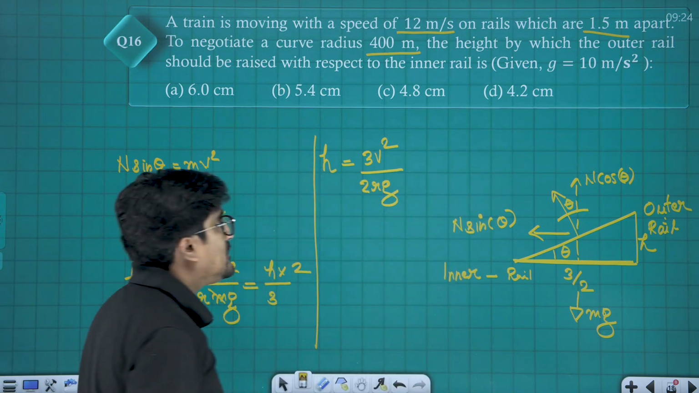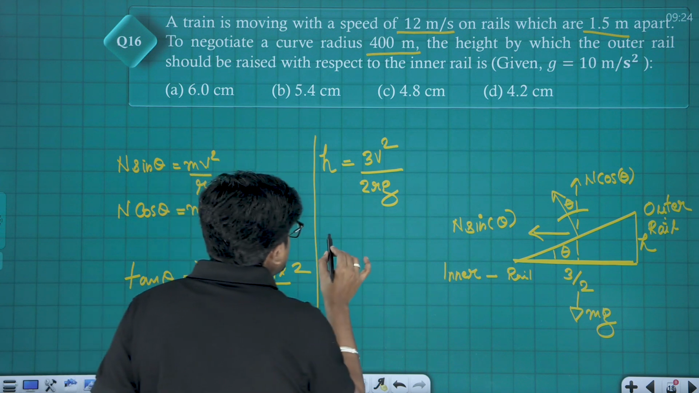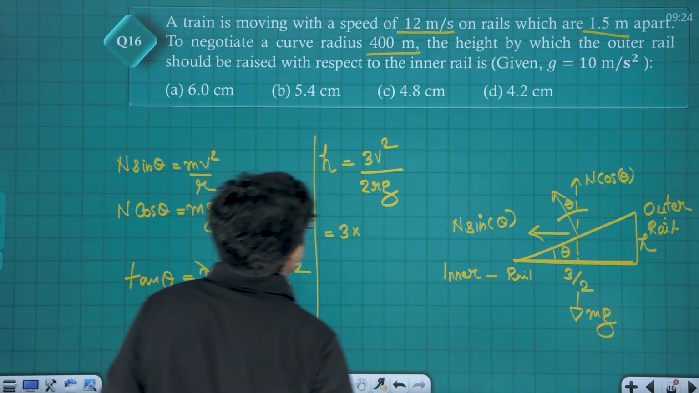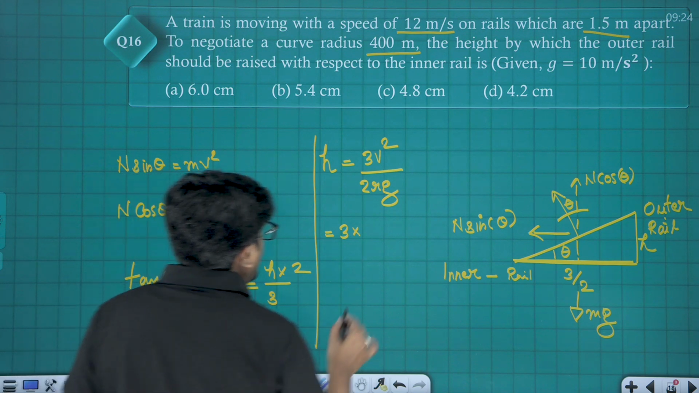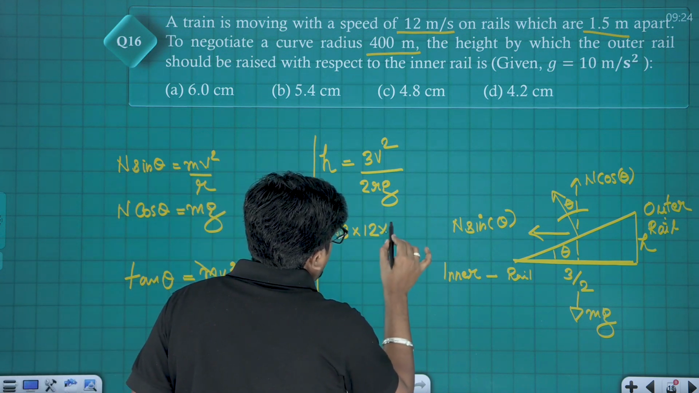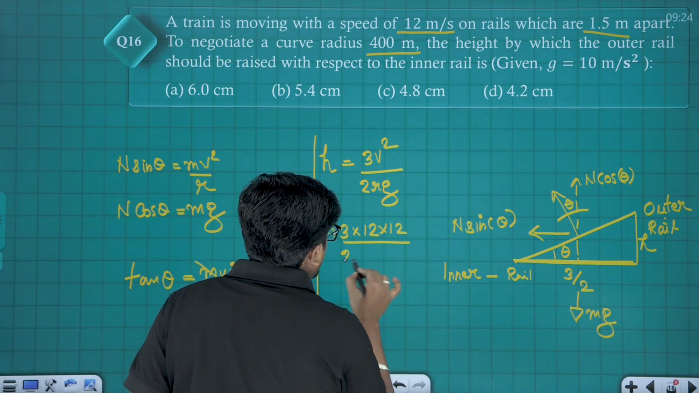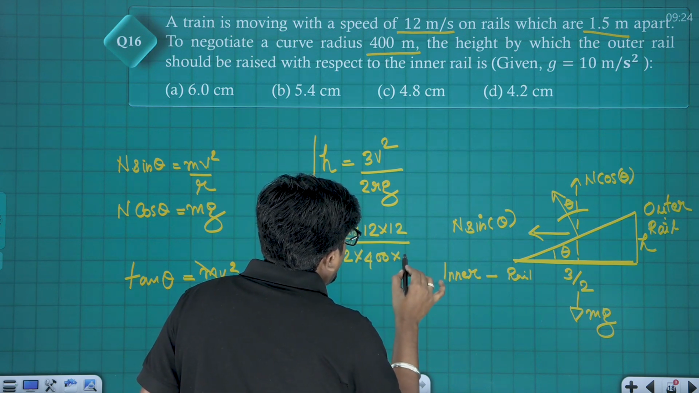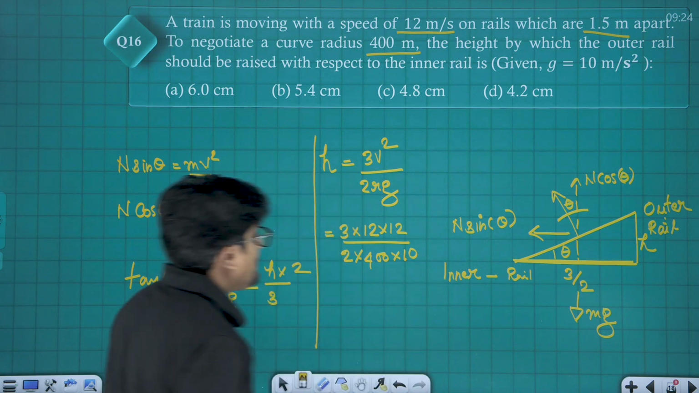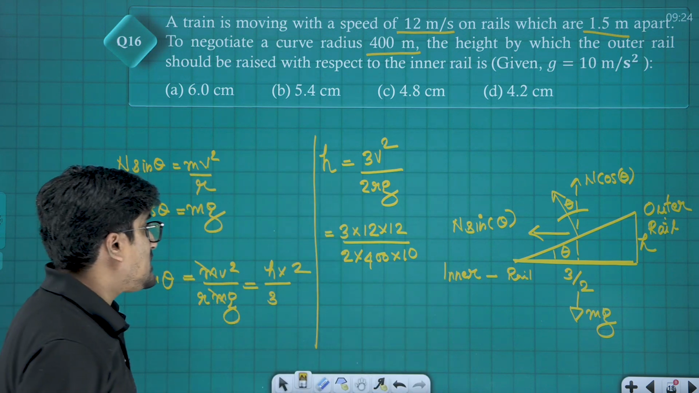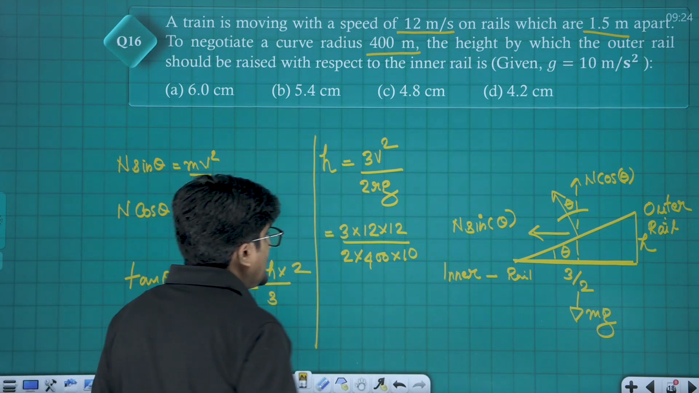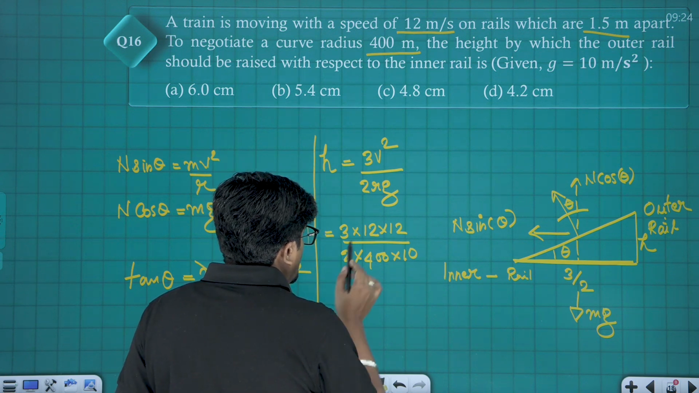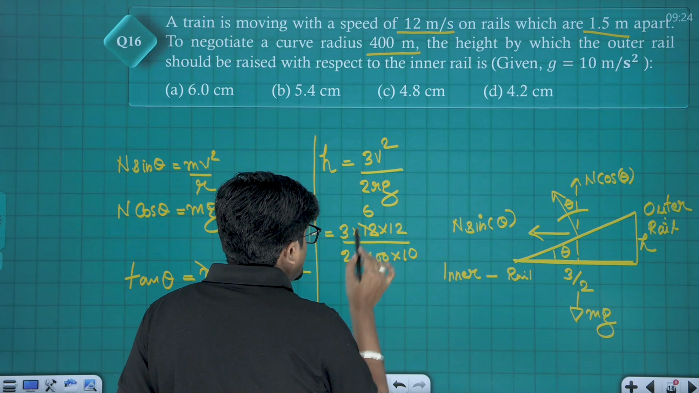We can take g as 10. So here this is going to be 3 into v square, meaning 12 into 12, all divided by 2 into, what is r? It's 400 multiplied by 10. I'm taking acceleration due to gravity as 10. Now let me check the possible cancellations. So here this is going to be 6.